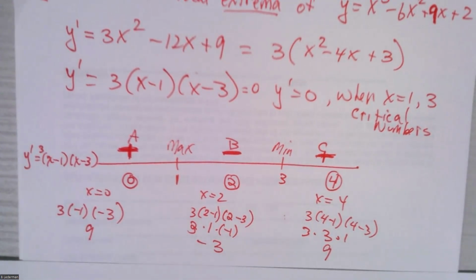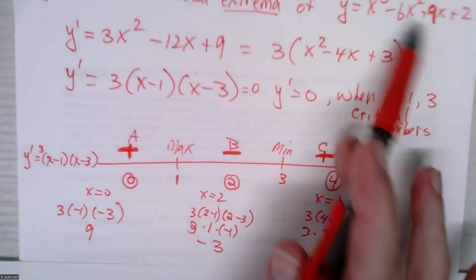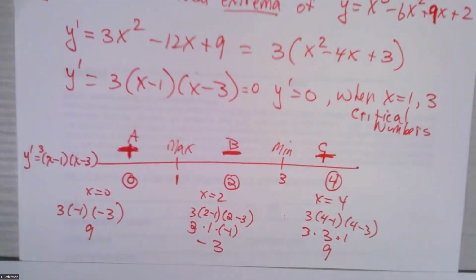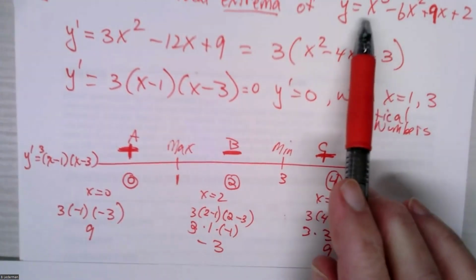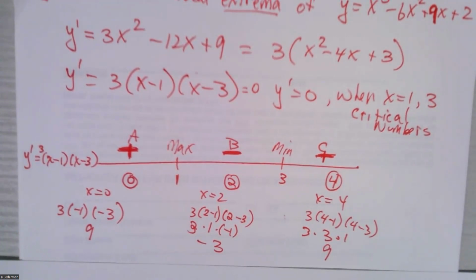But what are the critical points? For the critical point, I have to take each of these values separately. I take 1, and then I'm going to take 3, and I'm going to plug them in for x. But where am I plugging them in? Am I plugging it in here, there, there? The answer is I plug it into the y, because I'm plugging it into the original function. I want to know on the original function, is this a maximum or a minimum?